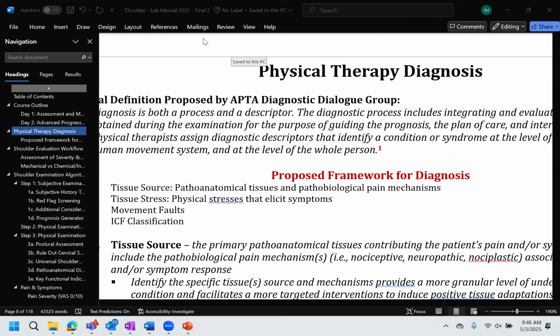Okay. So we have a lot of years of experience. I would say probably, I don't know, a century and a half if we aggregated it all together. My question to you, feel free to speak up, is what is your physical therapy diagnosis?